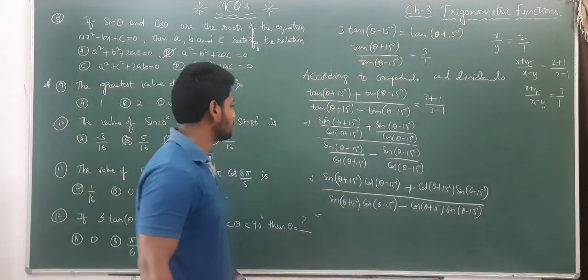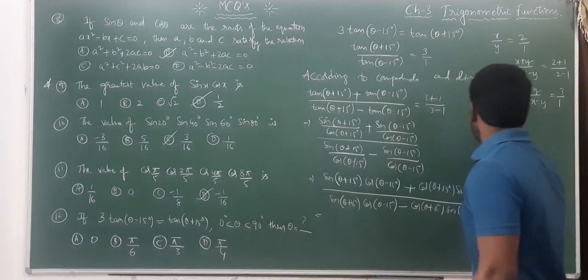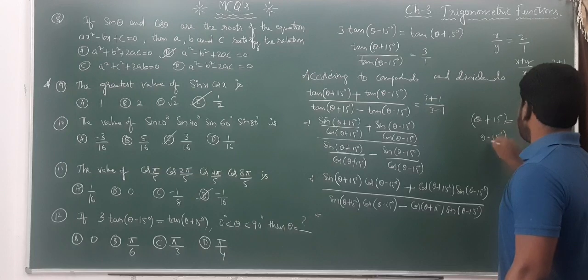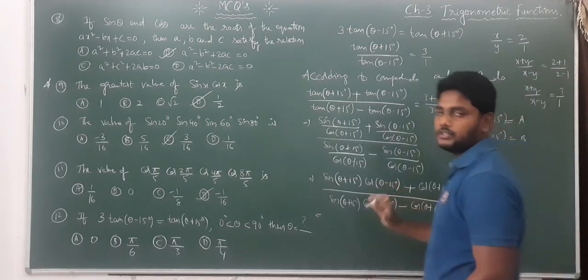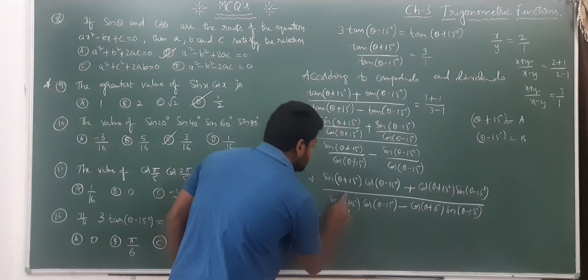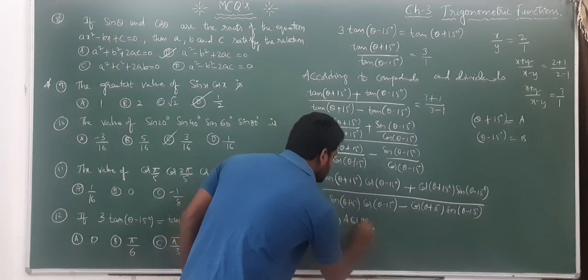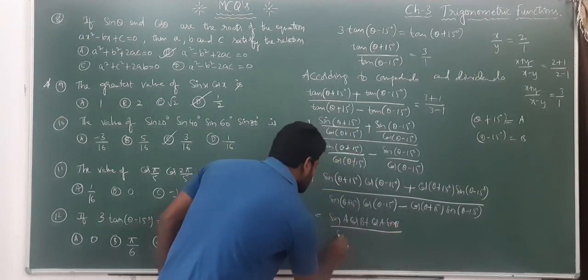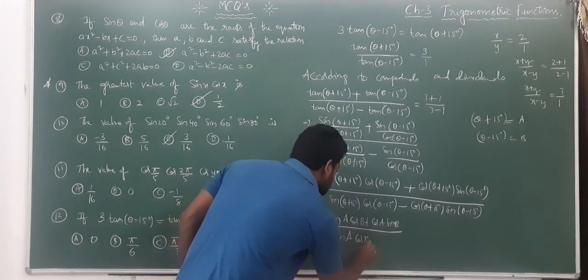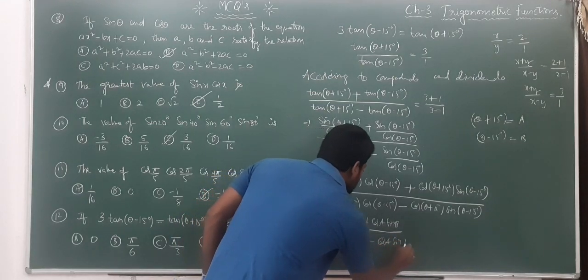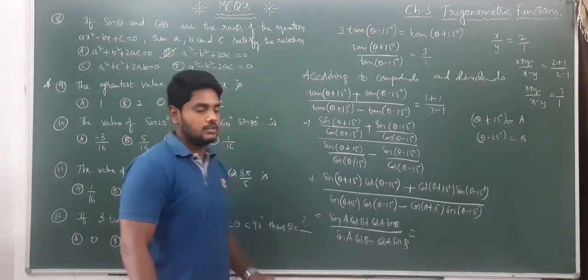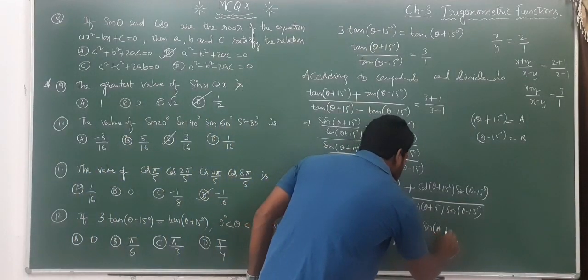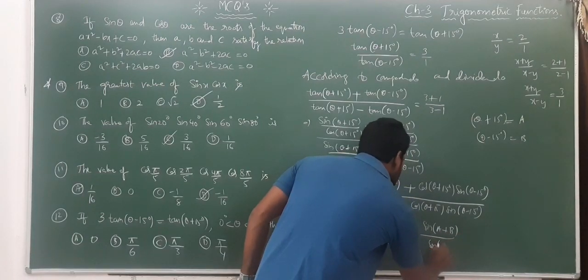Now if you observe this, I will consider theta plus 15 degrees as A and theta minus 15 degrees as B. Substitute here first of all. So what you will get is sin A cos B plus cos A sin B divided by sin A cos B minus cos A sin B. So it is converted into this form. Sin A cos B plus cos A sin B is sin of A plus B, so it is sin of A plus B by sin of A minus B.